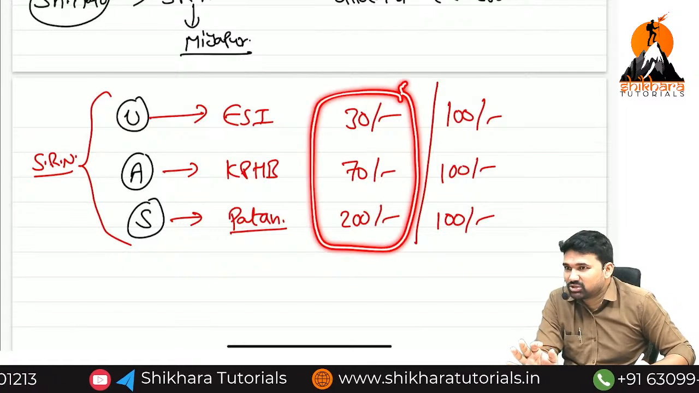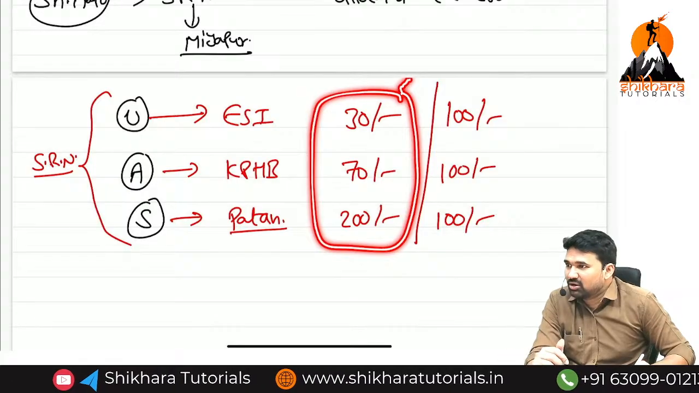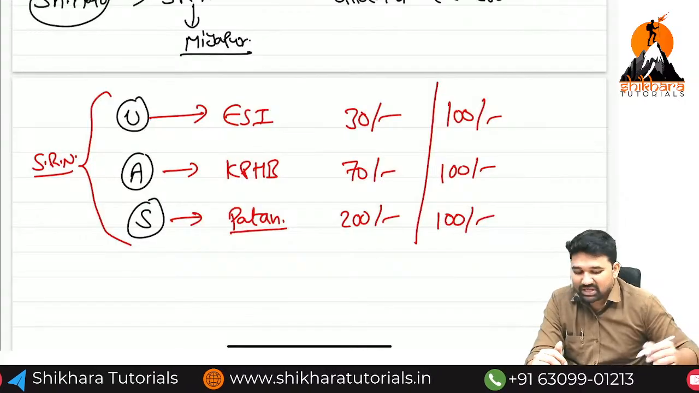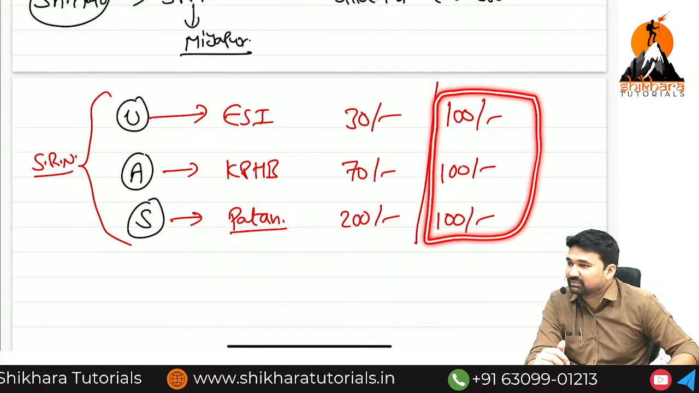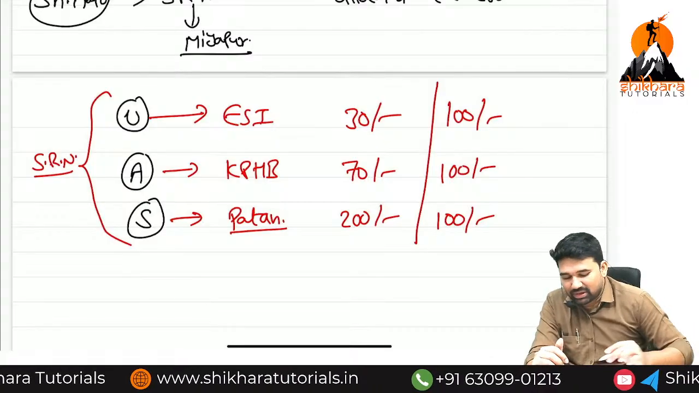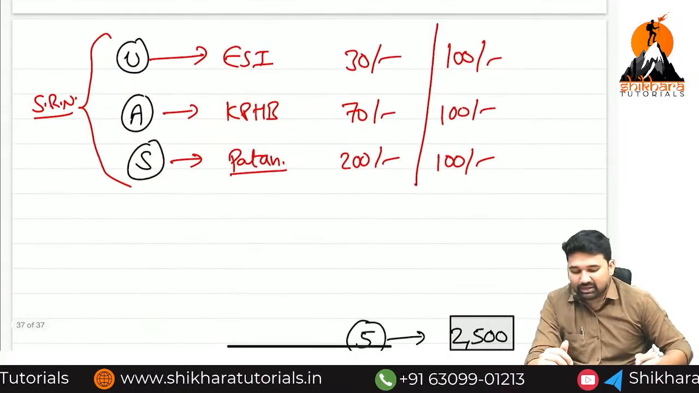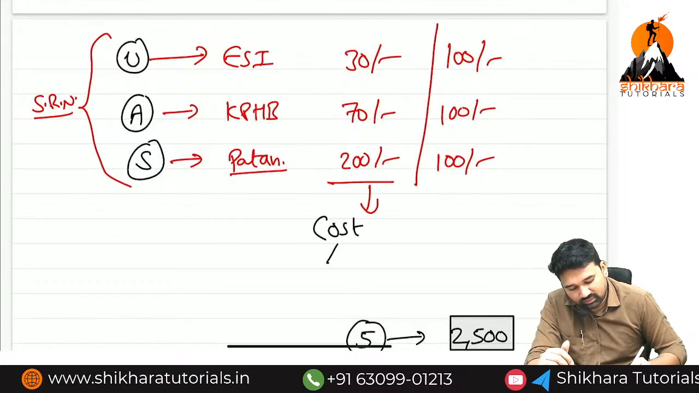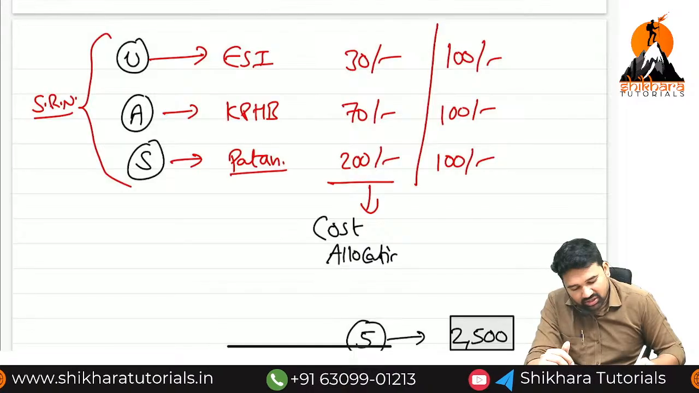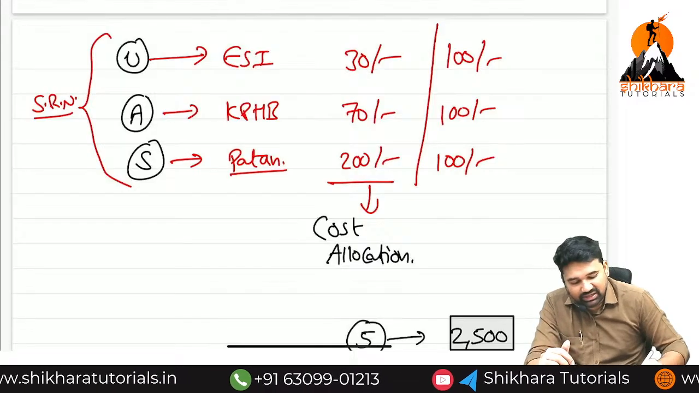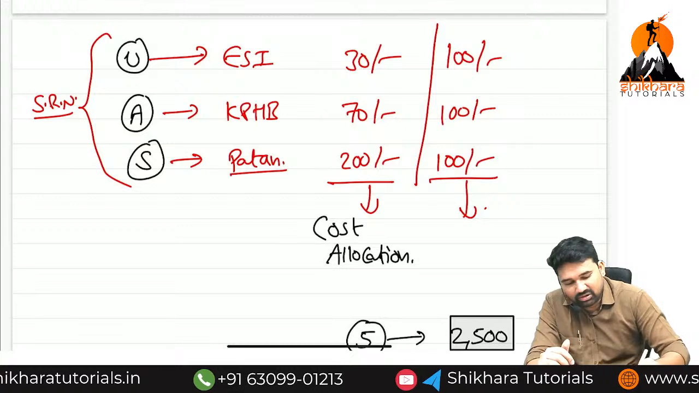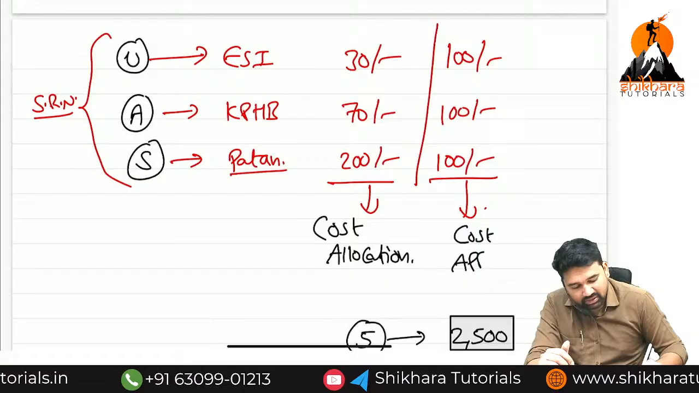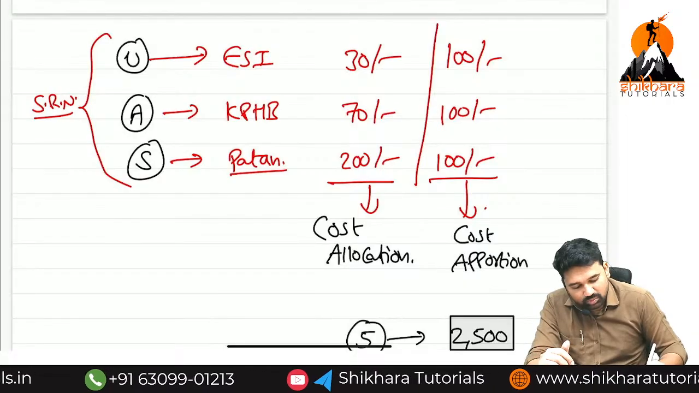If we don't have any sort of information with respect to costs and cost centers, and the cost centers are not directly traceable, then we are going to do this. In technical terms, doing this thing is called cost allocation, and doing that thing is called cost apportionment.